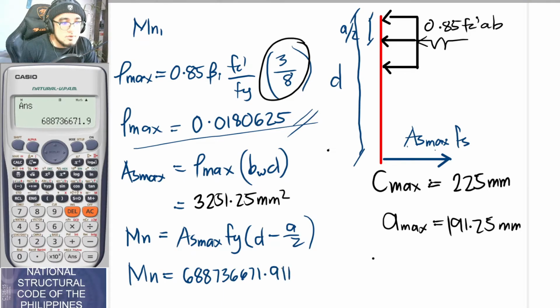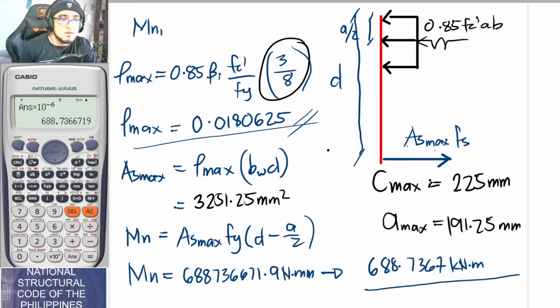688736671.9 Newton millimeter. If we would be converting this into kilonewton meter, just multiply this by 10 raised to negative 6. So this is the conversion factor. With that, that is now equal to 688.7367 kilonewton meters. So this is for your MN1, guys. Do not forget.